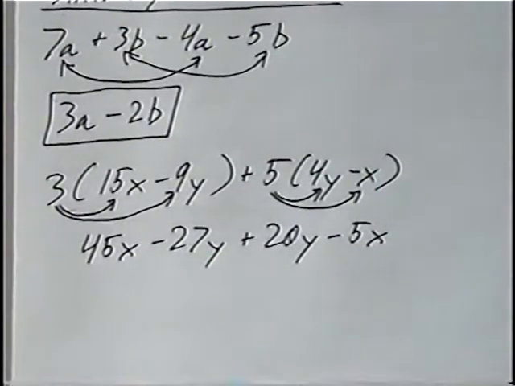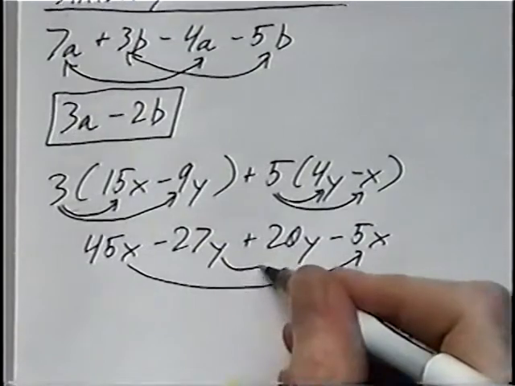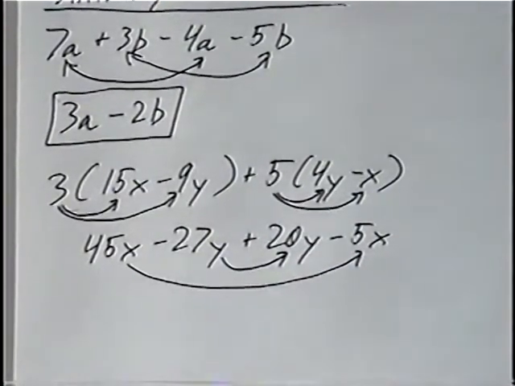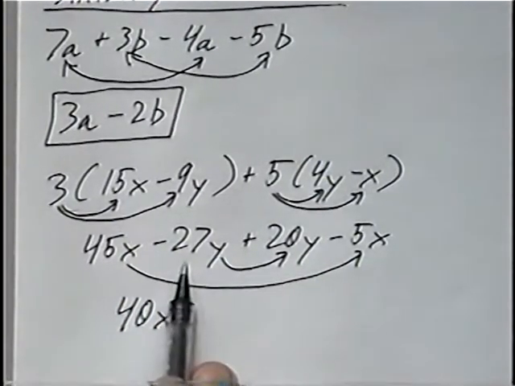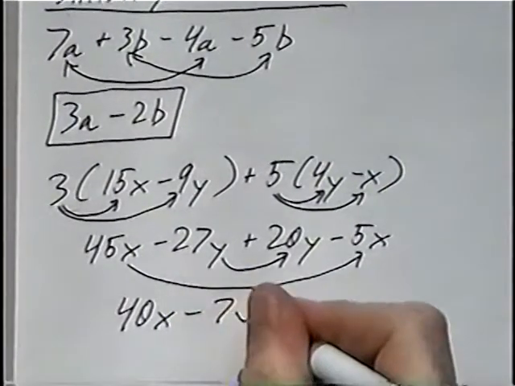Again, we can simplify by combining like terms. The x's we can put together, and the y's we can put together. 45x minus 5x would be 40x. And negative 27y plus 20y would be negative 7y.